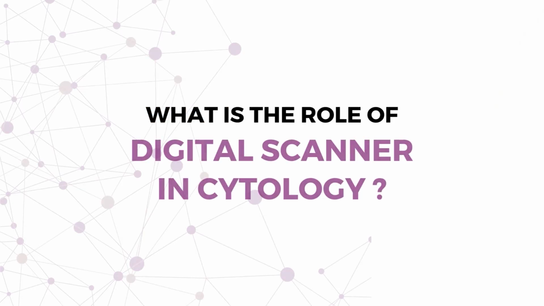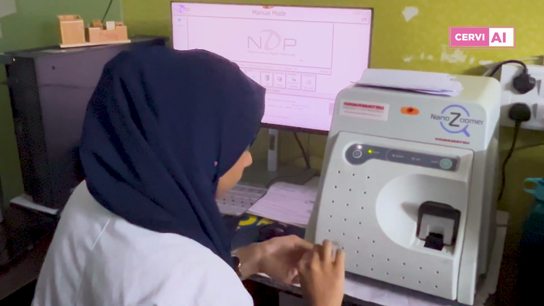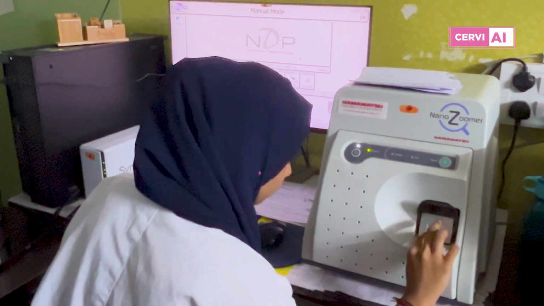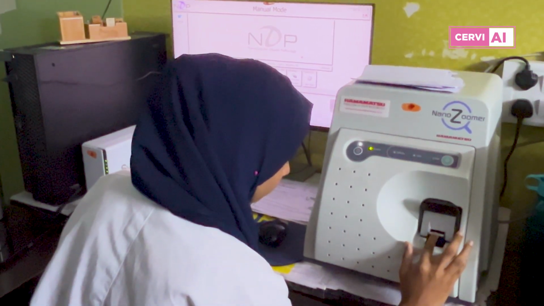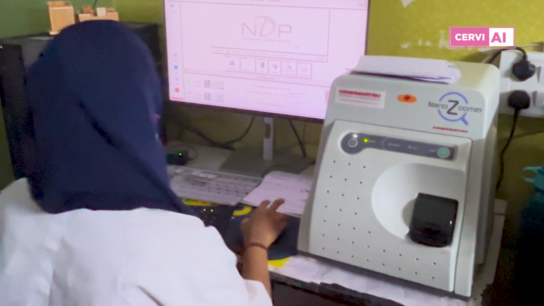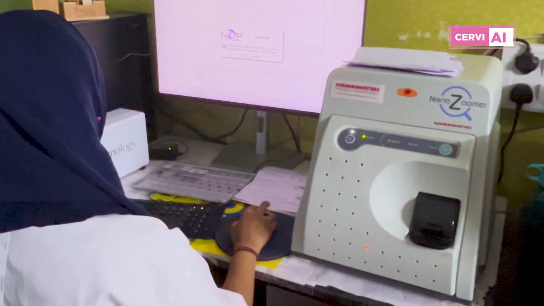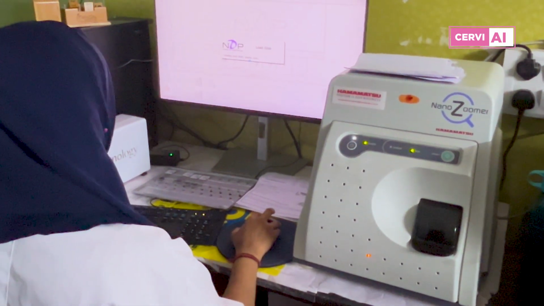What is the role of digital scanner in cytology? Digital scanner is a good tool in cytology. What it helps us is it helps to digitize a complete glass slide, and when they are digitized, it gives an advantage of looking at the same slide simultaneously by multiple people in multiple different locations. That is an advantage of having digital scanners in cytology.